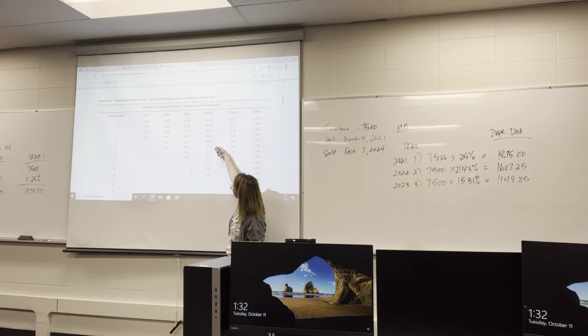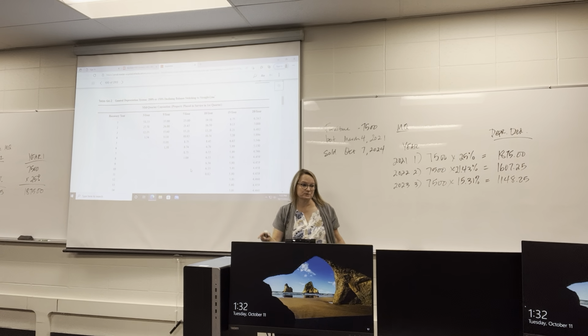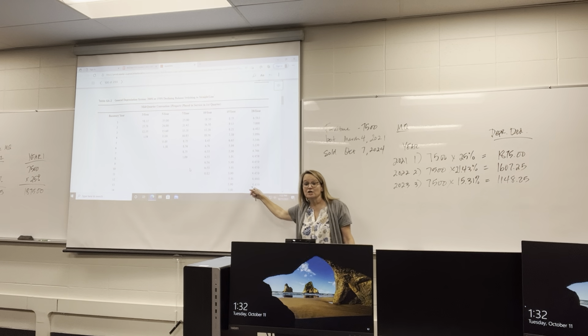So in the 5th year, for 10-year property, we switch to straight line. Here, also in the 5th year, we switch to straight line. 4.459 in the 7th year for 20-year property, that's when we switch to straight line. But you can see, you don't have to try and determine when we switch to straight line. The tables build that in.